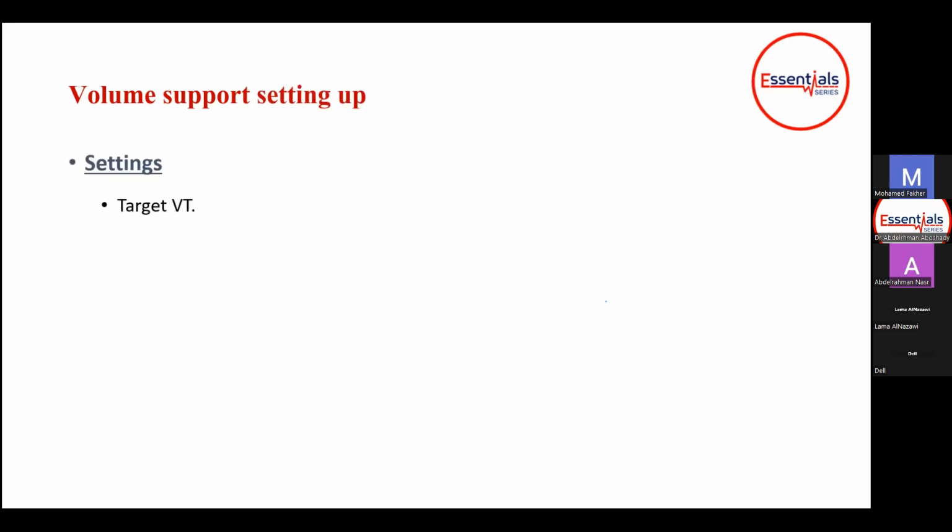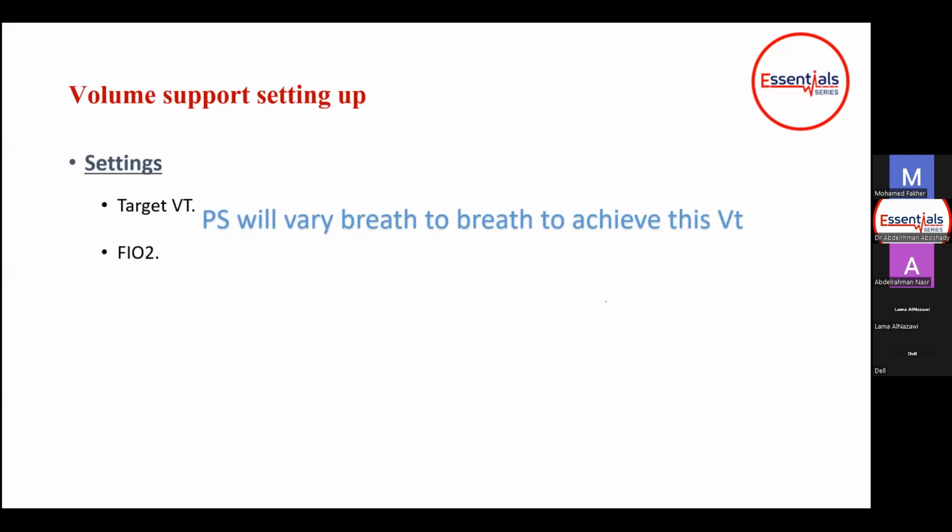What do we set in the volume support mode? The target tidal volume. We don't set a fixed pressure support. We set a target tidal volume, 6 mL/kg from the predicted body weight, as we set any tidal volume. But this pressure support will vary to achieve this tidal volume. FiO2, usually we start with a low FiO2 because volume support is not used in a patient with high FiO2 requirements. So we use something like 0.4 to 0.6 FiO2, at 40 to 60% of oxygen.